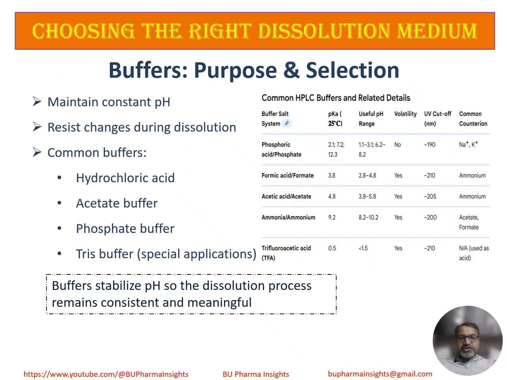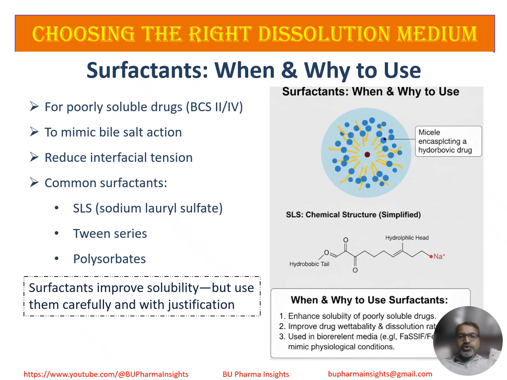Buffers control pH stability during dissolution. Always evaluate buffer capacity, especially for high drug loading where stronger buffers may be needed to maintain target pH. Surfactants should be used only when truly needed. They are appropriate when physiologically justified or required to maintain sink conditions for poorly soluble drugs. Avoid excessive surfactant levels as they can artificially increase dissolution rates and mask the real formulation differences.